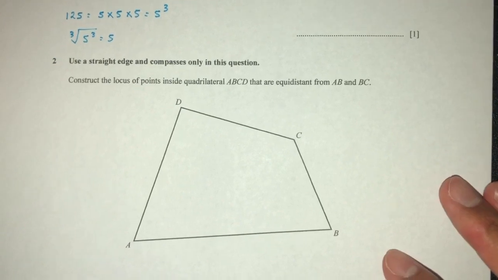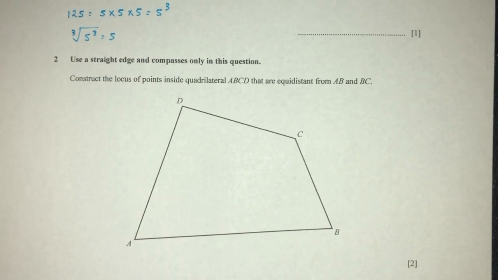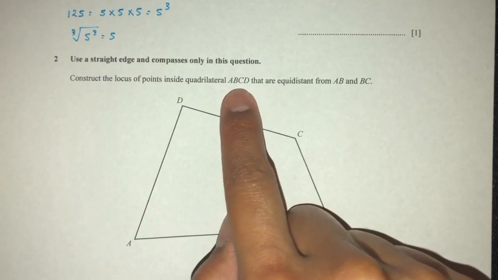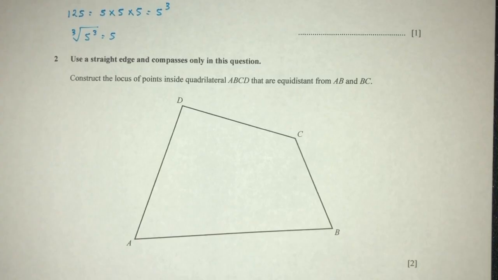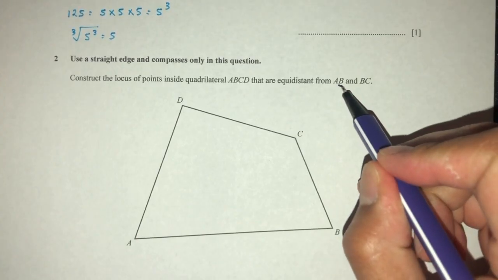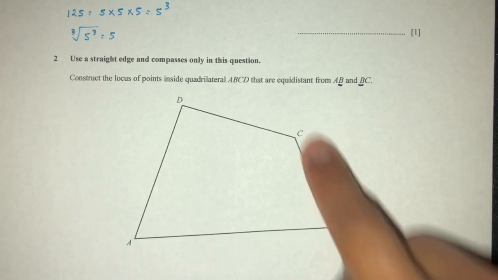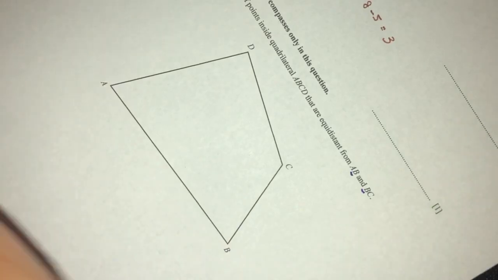Now let's move on to question number 2. Here we have to use a straight edge, which is a ruler, and a compass only in this question. We have to construct the locus of points inside of this quad ABCD that are equidistant from AB and BC. As you can see, B is common to the lines AB and BC, so we have to draw the angular bisector of angle B. So let's do that, pretty easy.